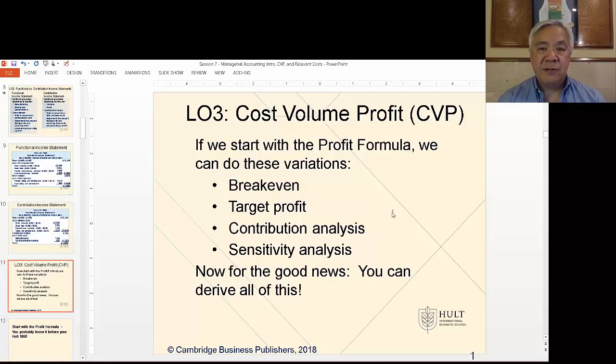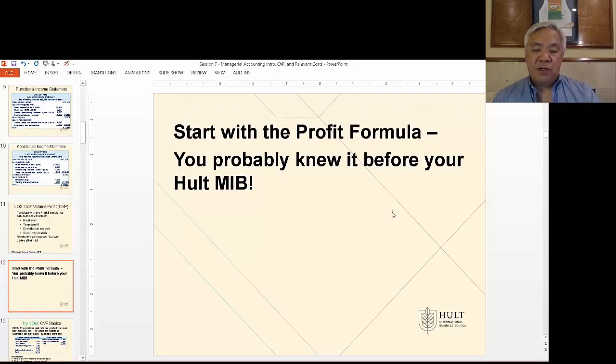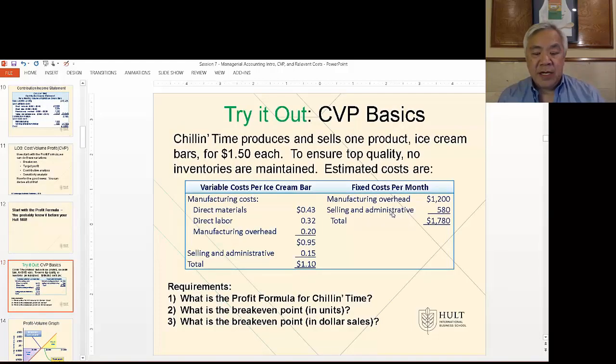The good news is you can derive all of this. Furthermore, you probably could have done this before you came to HALT. So we're going to start with the profit formula and build from there. Trying it out, here are some pieces of data for us to just use, easier often to use numbers.